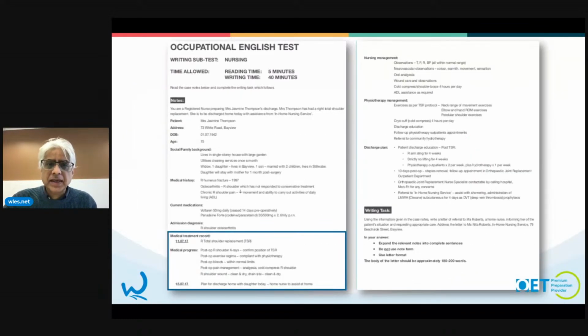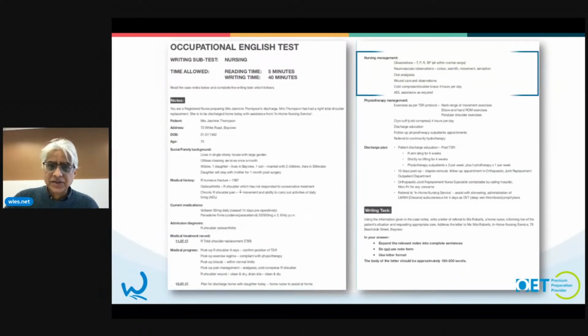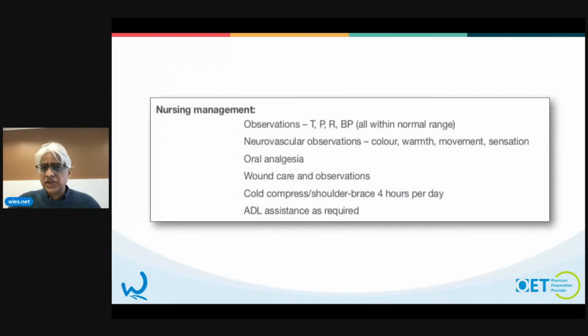So let's keep working. We'll go to the next set of case notes. We've got nursing management. Again, take care and take note of these subheadings. Nursing management: this is while the patient is still in hospital. Okay, 30 seconds again, guys.